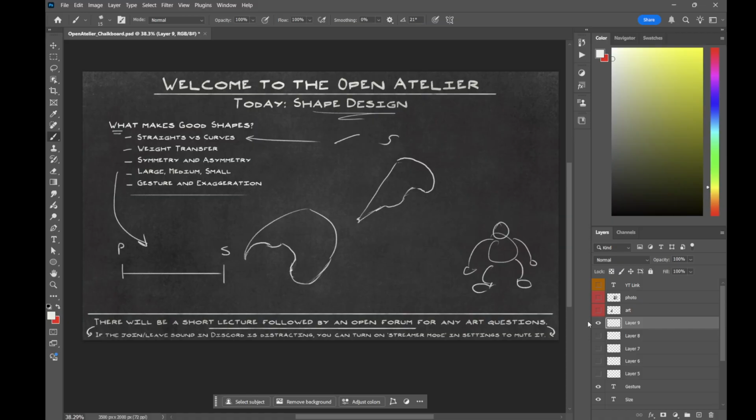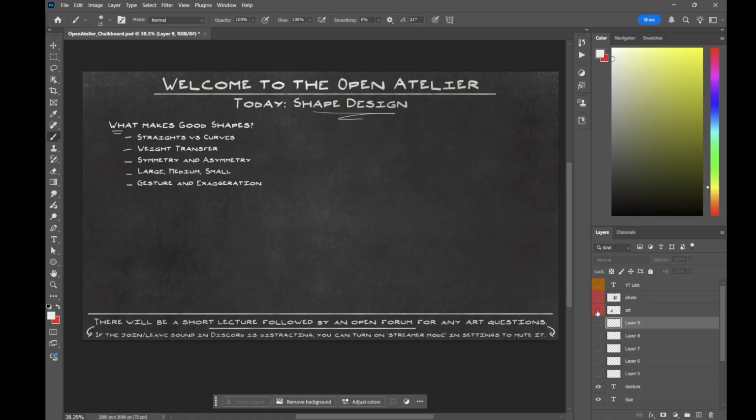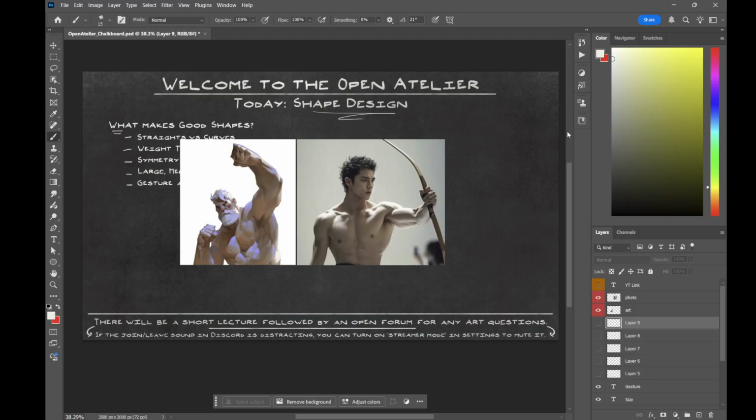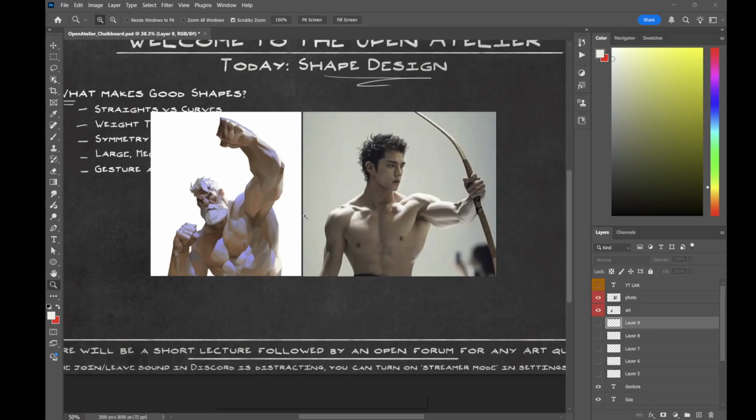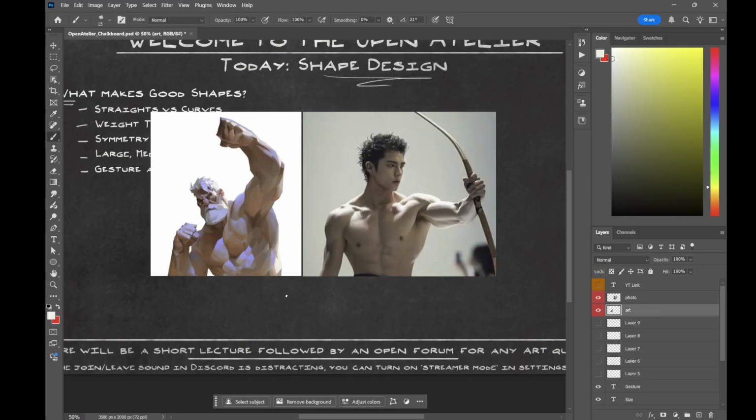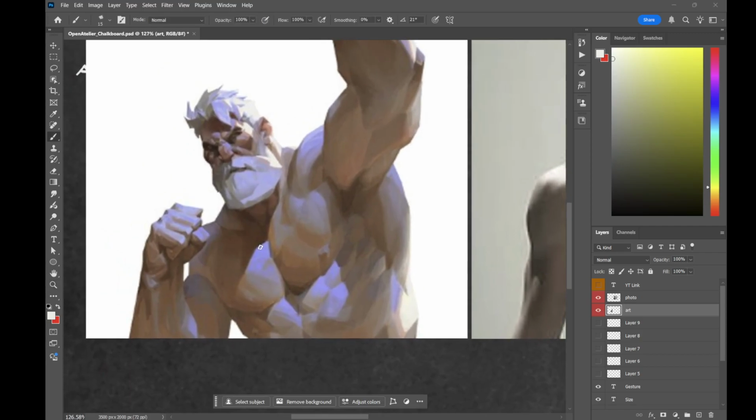So, taking a little bit of an example for this, just to keep plowing information down, we've got here two very similar images. One is a photograph and one is a piece of art. And we can take a look at some of the shapes I'm seeing here. So for example, we get this pectoral shape here.